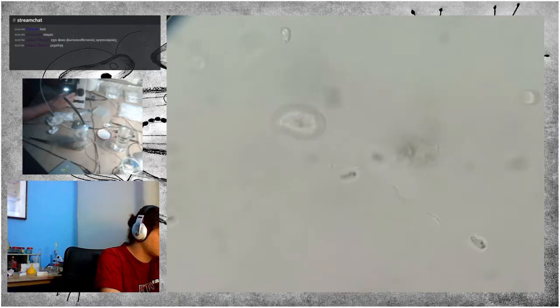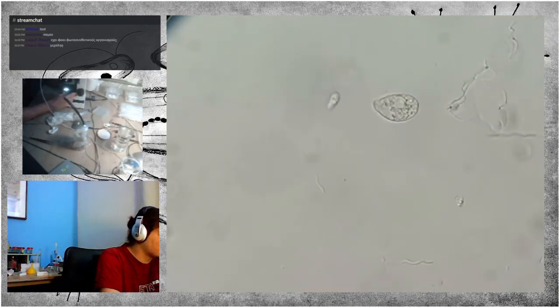Now this is another ciliate roaming around. It's from one of the species that we saw earlier. There is a large structure. It could be either a food vacuole, but it's quite empty, honestly, or it could be an oral opening.